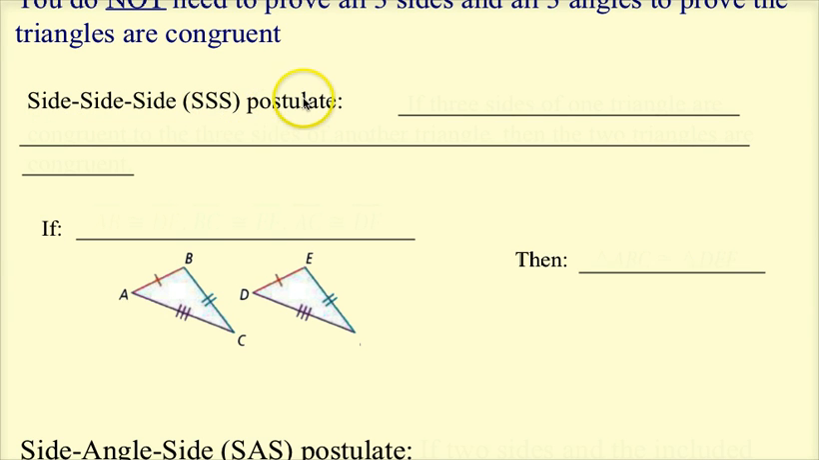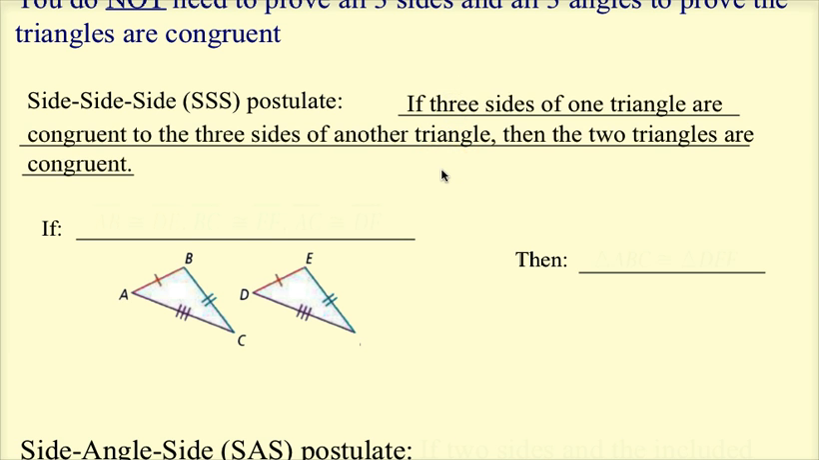So the side, side, side postulate says if 3 sides of one triangle are congruent to 3 sides of another triangle, then the 2 triangles are congruent. So basically you have all 3 sides of one triangle congruent to all 3 sides of another triangle. So again, I'll read it. If 3 sides of one triangle are congruent to 3 sides of another triangle, then the 2 triangles are congruent.